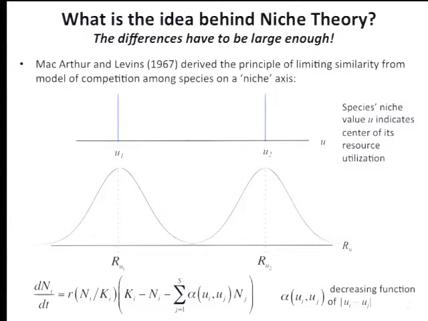And what MacArthur and Levins found in this model, if you imagine you have two species on the axis already, two resident species, is that for a third one to be able to invade in between, there has to be a particular spacing between the species. And in particular, if the resource utilization curve is Gaussian, then the spacing between those resource utilization curves has to be about equal to the width of the Gaussian.